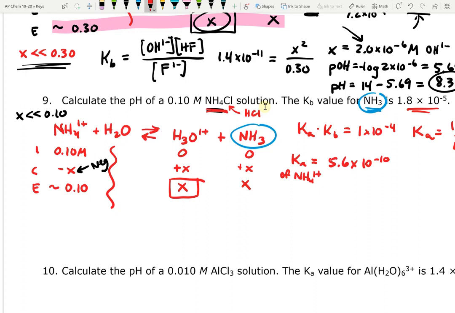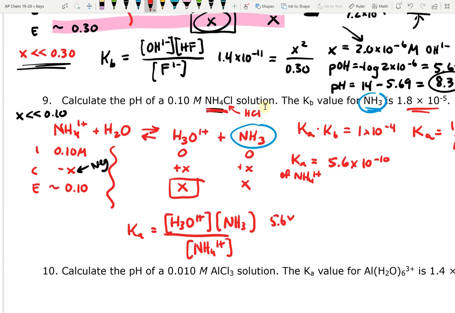With that, we can substitute everything into our K expression, as we did in the last question. Our K expression would be products over reactants. I'll write this one out like in the last one, just so we have one more example in front of us. It's going to be H3O, product, times NH3, product, all over NH4, ammonium ion 1 plus, from our equilibrium line of the table. So if we use the data that we've got, 5.6 times 10 to the negative 10.